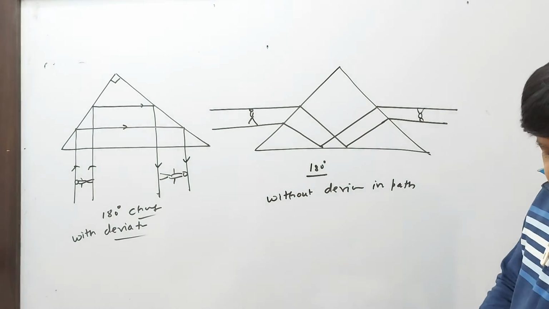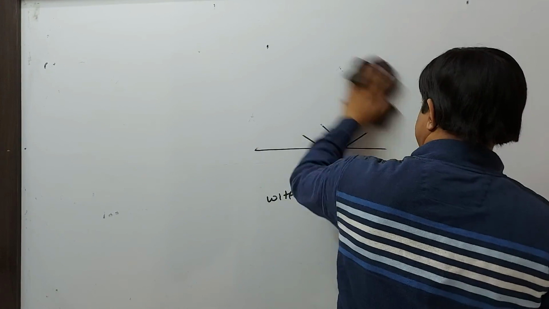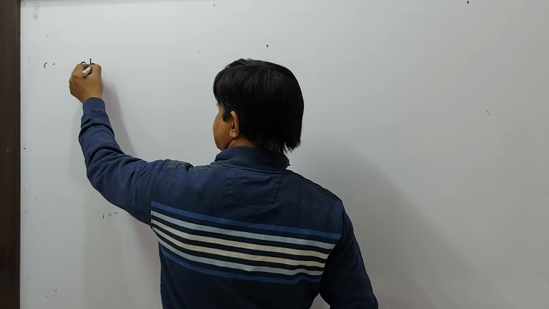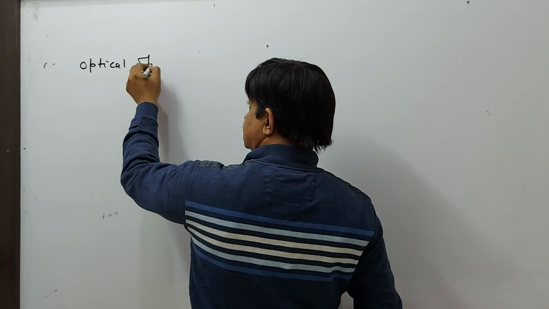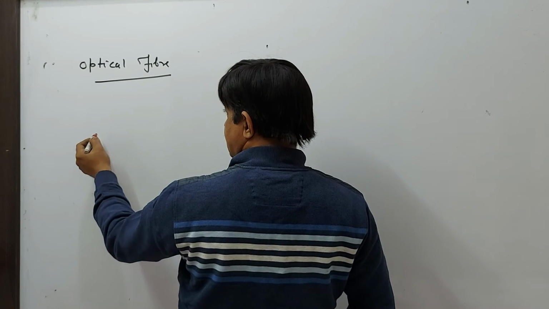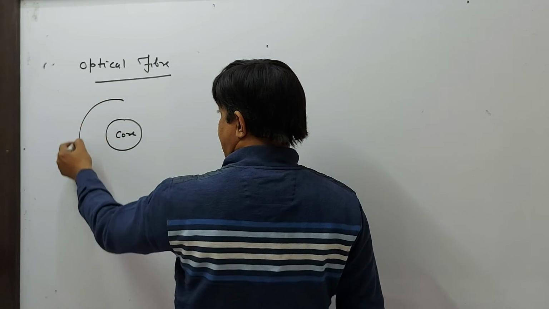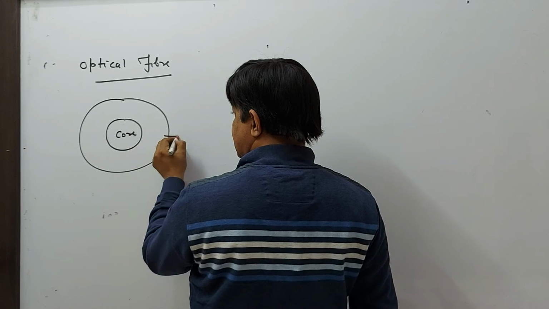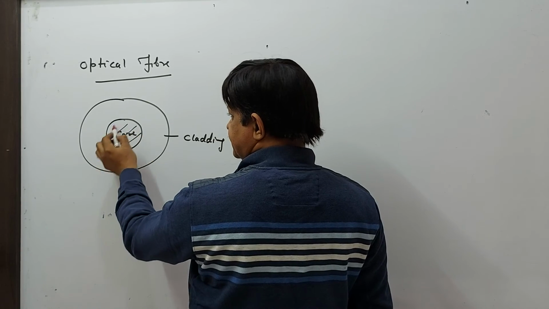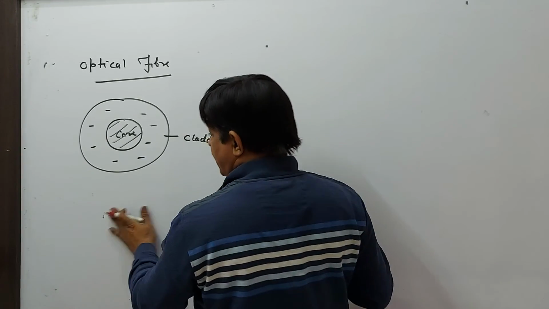There are so many other examples of total internal reflection as well. Another important thing is the optical fiber. If you visualize an optical fiber, it looks like this. It consists of core and then cladding. This part is called cladding. Core is denser; comparatively, cladding is rarer. So this is the cross-section view of the optical fiber.